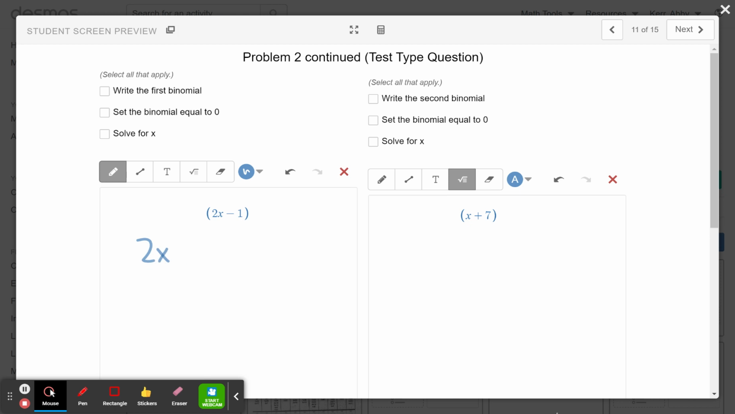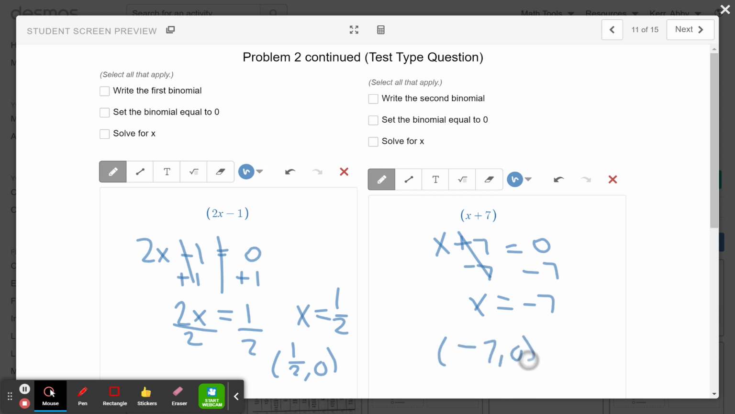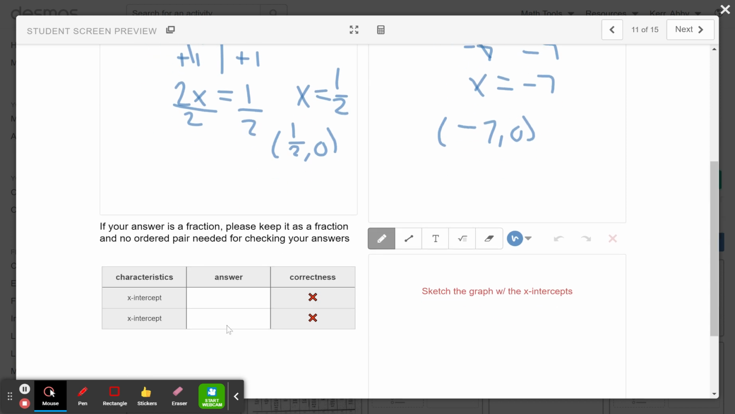This x has a coefficient of 2, so we're going to have a 2-step, add 1 on both sides. We have 2x equals 1, divide by 2. X equals 1/2, or you could have it as an ordered pair. And then for this x-intercept, x equals a negative 7 because we undo a positive 7 by minusing it. So once again, we need to see that work, so make sure that you are doing that. Doesn't matter which one you write first.